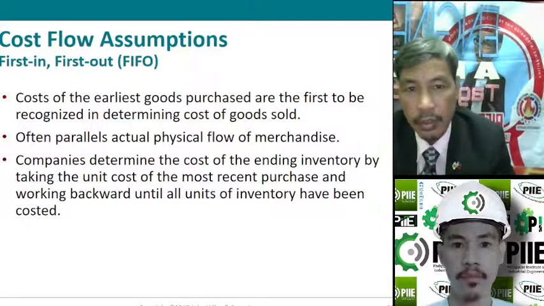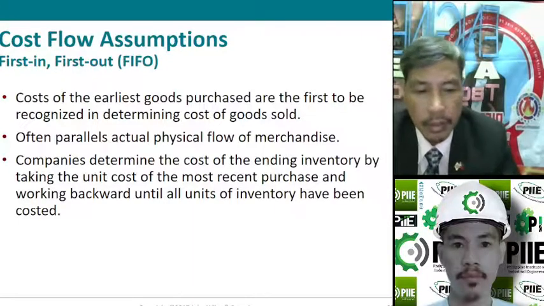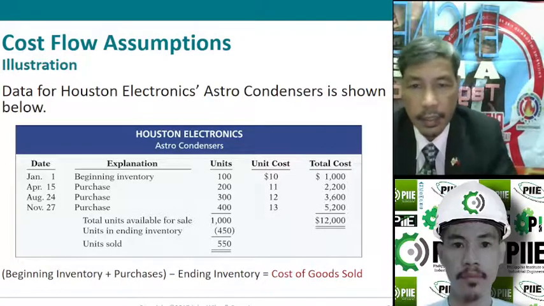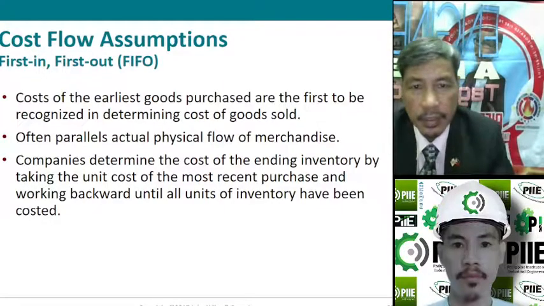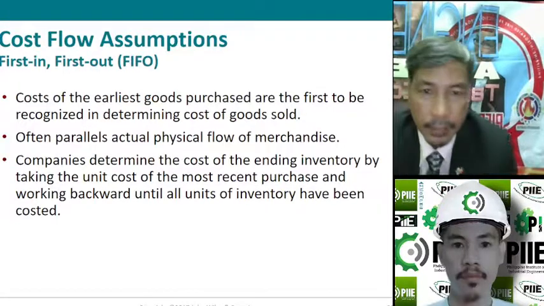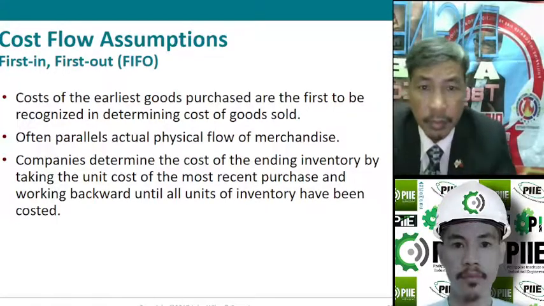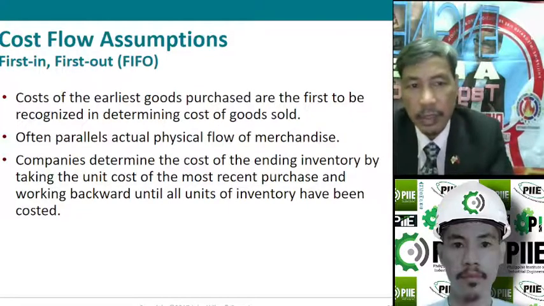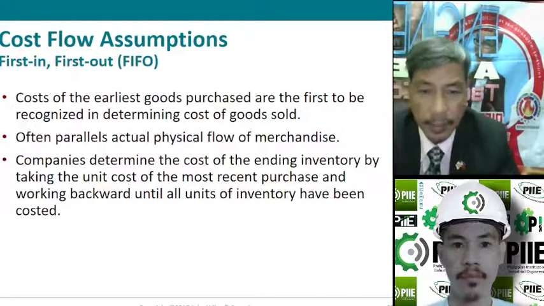Cost flow assumption, FIFO. This is a general illustration. We have the FIFO method. Cost of earliest goods purchased is the first to be recognized in determining cost of goods sold. Often parallels actual physical flow of merchandise. Companies determine the cost of the inventory by taking the unit cost of the most recent purchase and working backward until all units of inventory have been costed. Okay.